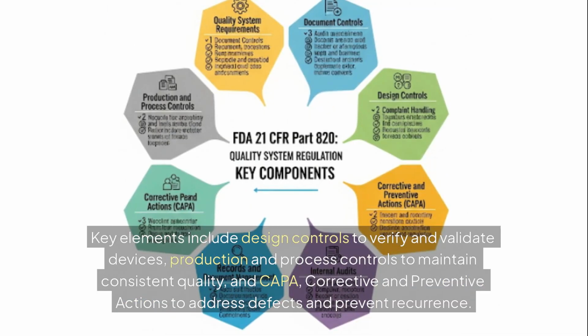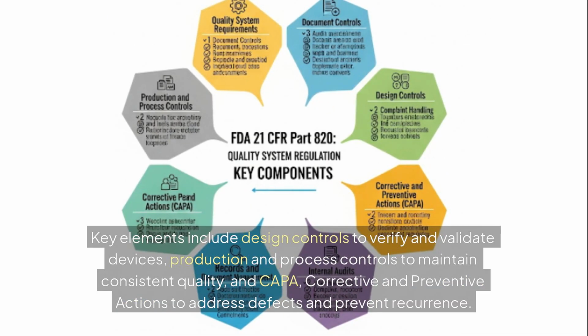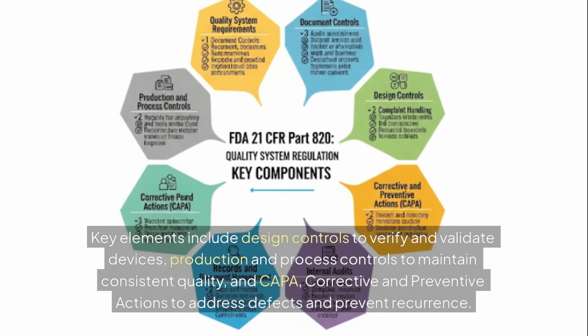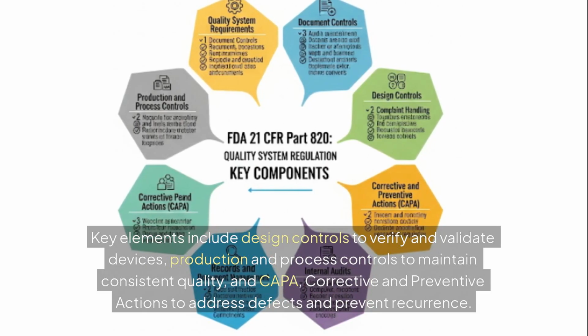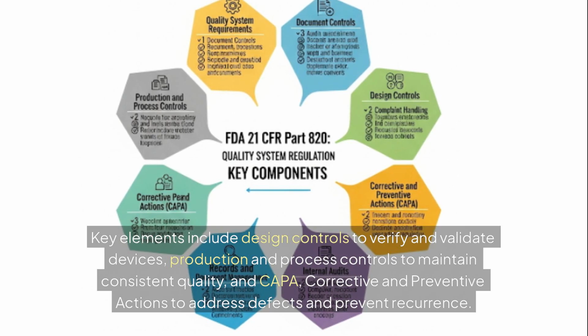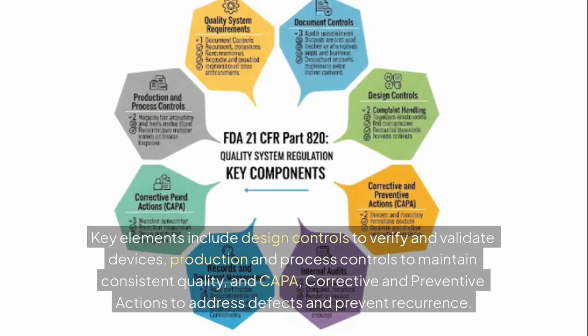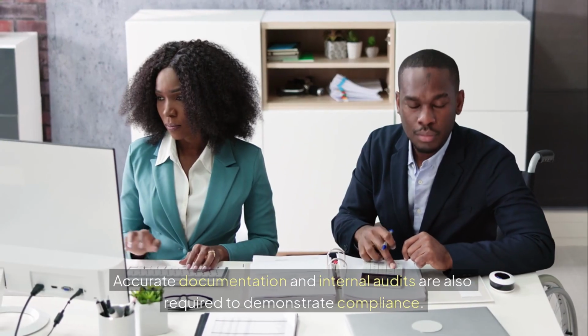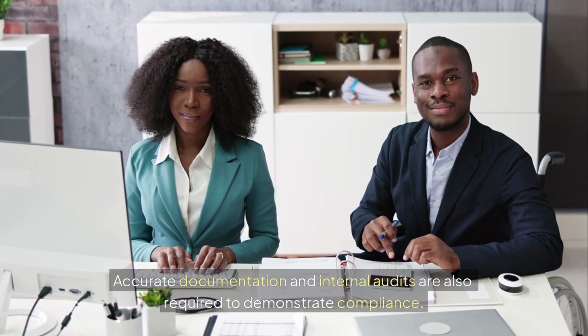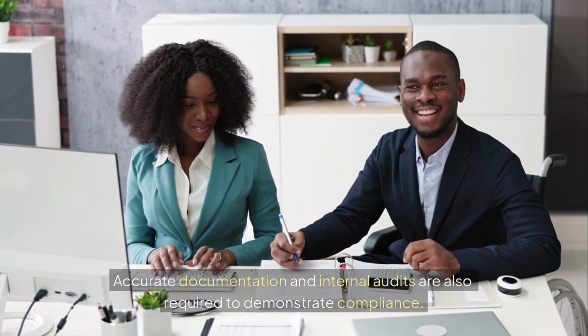Key elements include design controls to verify and validate devices, production and process controls to maintain consistent quality, and CAPA, corrective and preventive actions to address defects and prevent recurrence. Accurate documentation and internal audits are also required to demonstrate compliance.